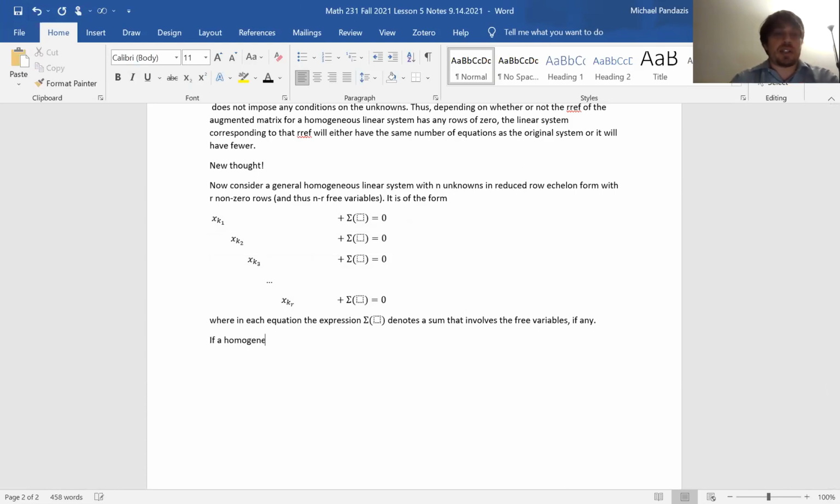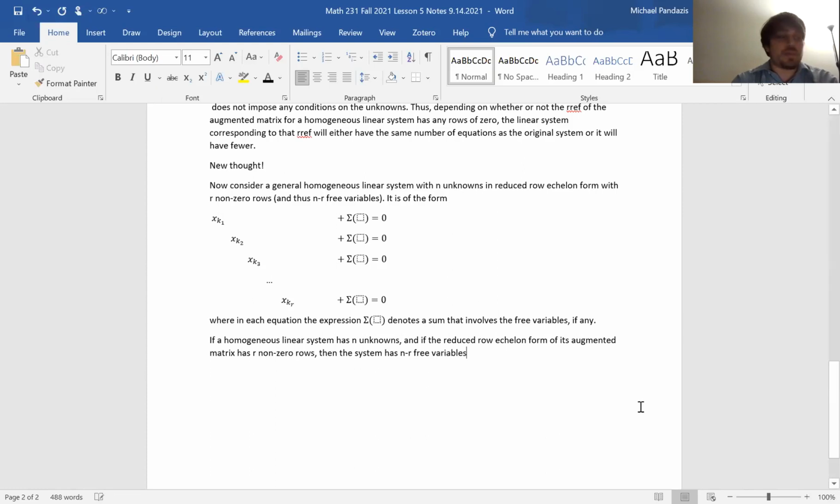If a homogeneous linear system has n unknowns, and if the reduced row echelon form of its augmented matrix has r non-zero rows, then the system has n minus r free variables.